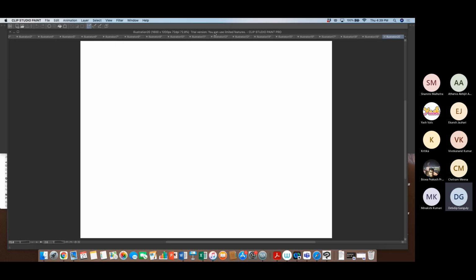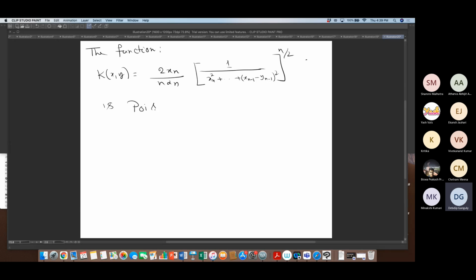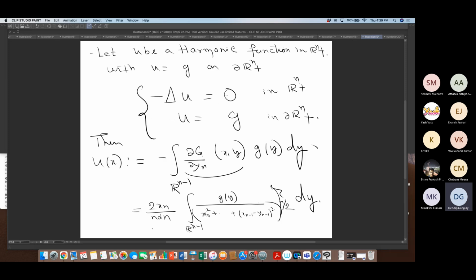Because this has some name, that is why I am writing the function. This function, del g by del y_n, is known as this K(x,y) function in R^n plus. This function is called the Poisson kernel. This has a name: Poisson kernel for R^n plus. This is known as Poisson, and this solution is called Poisson solution. This is a Poisson equation. Okay, this is called Poisson equation.